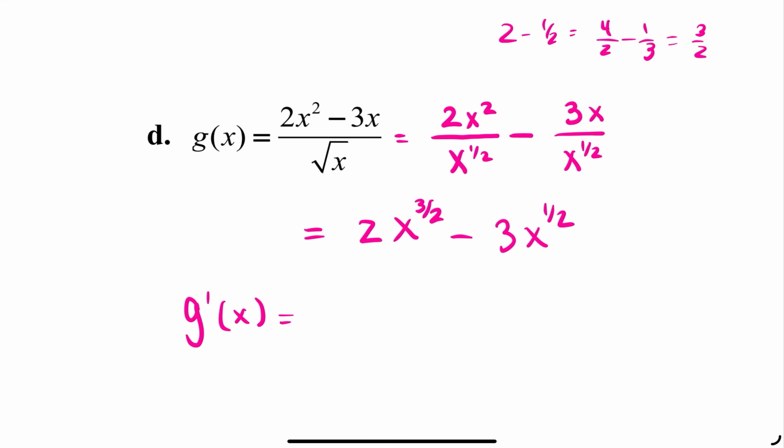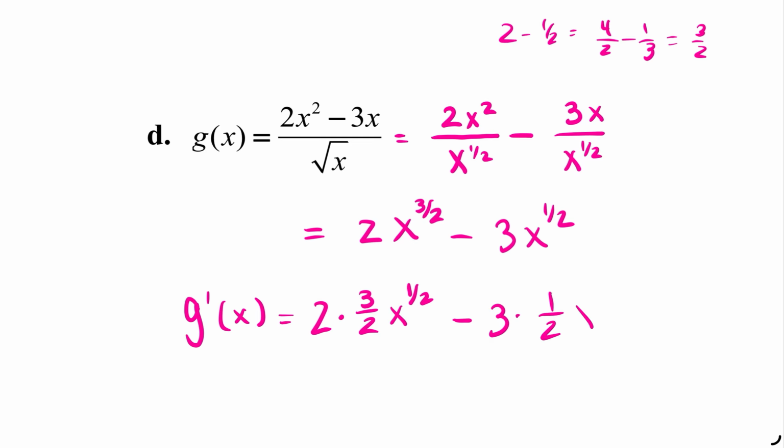Okay, so right here I've got 2 multiplied by, I'm going to bring the 3/2 down. And then 3/2 minus 1 is becoming 1/2. Okay, here I've got, bring the 1/2 down. And then 1/2 minus 1 is negative 1/2.